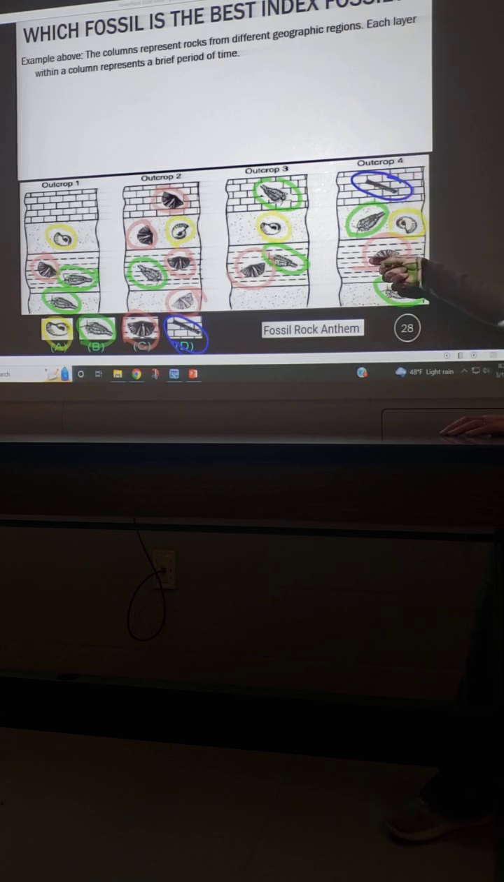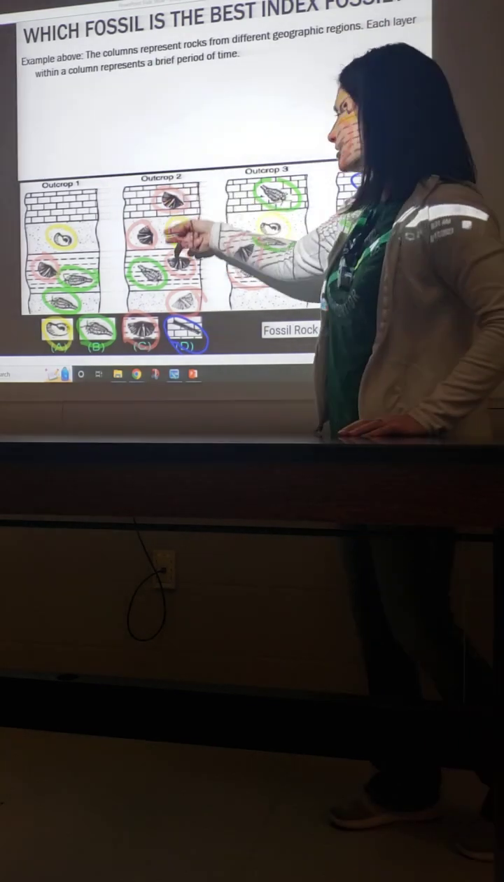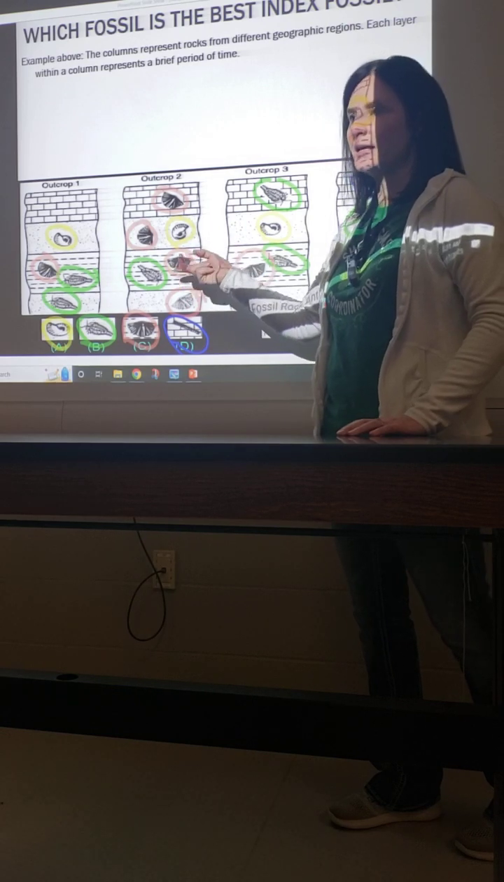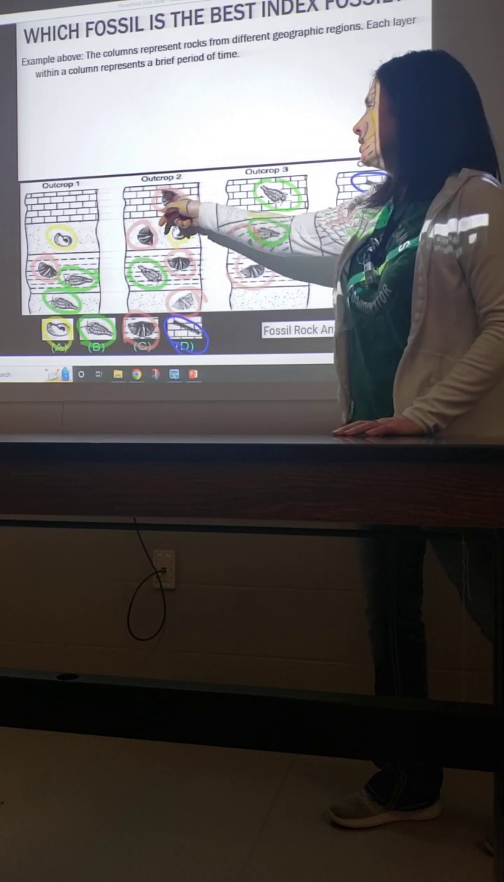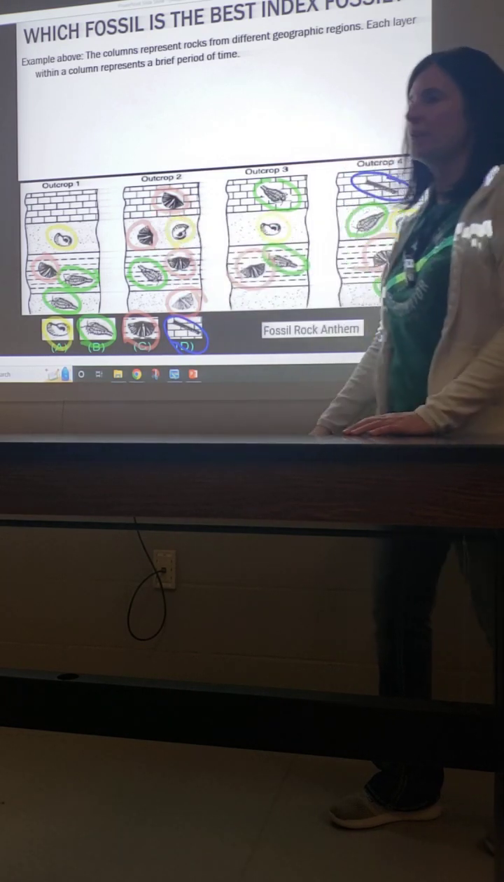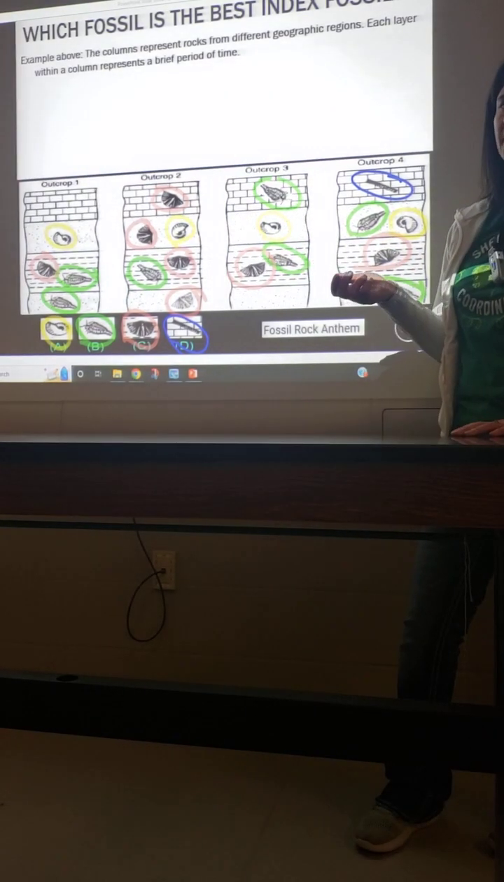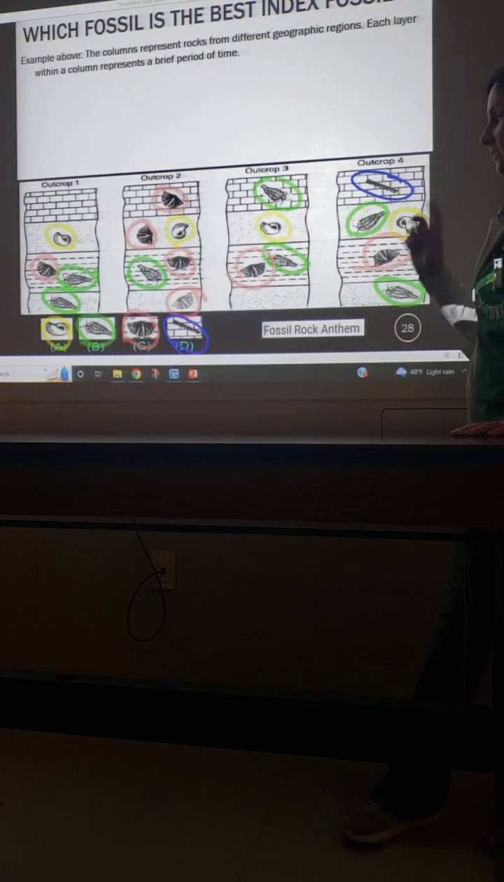So it's only in one layer. It's only in one layer. Ooh, it's in all the layers here. Because of that, it doesn't help us narrow it down anymore. This one was good, these two were good, but because in outcropping or location 2, it's in all the layers, that doesn't help narrow it down and doesn't give us enough specific information. All right, so C is out.